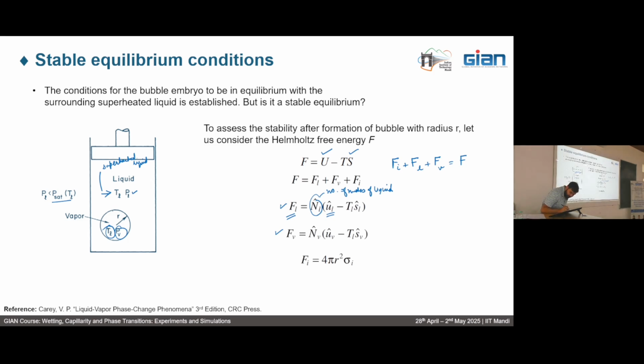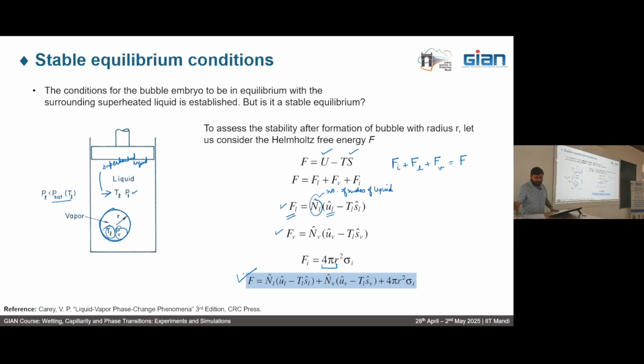For the interface, we require excess energy to create an interface, and that depends on the surface tension or surface energy. So for that we can write Fi is equal to 4 pi r square, which is the surface area of this vapor bubble, times sigma I. When we add all these terms, we get this simple expression, which is nothing but the Helmholtz free energy of the system we have.